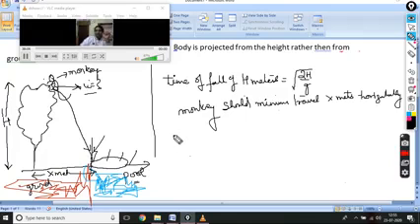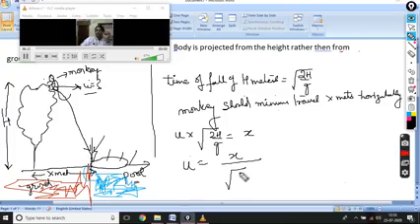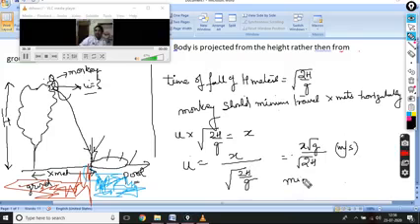So let us calculate the horizontal displacement. The horizontal displacement is u into the time of flight, that is root 2h divided by g. This should be minimum x. So that means u equals x upon root of 2h divided by g, and this comes out to be x root g divided by 2h, under root, meters per second. This is the minimum velocity required for the monkey.